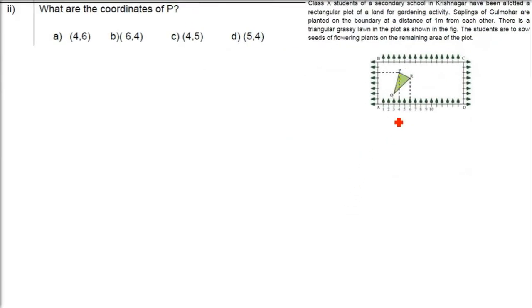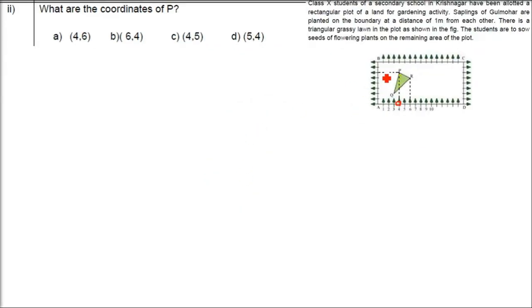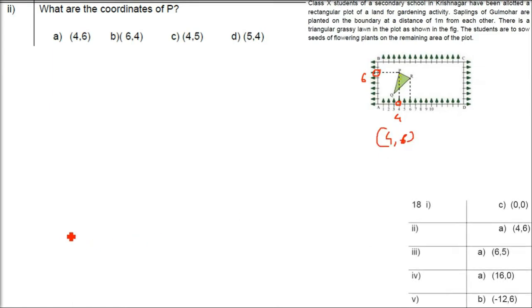Now coming to the Y. You have to take the Y. So let us go to P now. Now just count the number of these trees. 1, 2, 3, 4, 5, 6. So 4, 6 is what we see here. X is 4 in the right direction. Y is 6 in the upward direction. So 4, 6, both plus. So A is the correct answer.